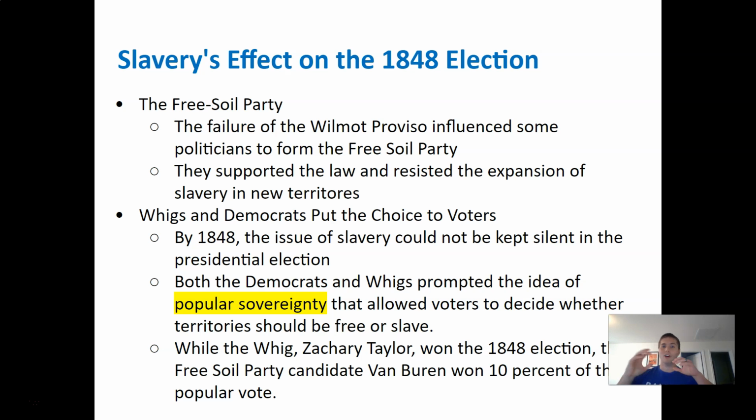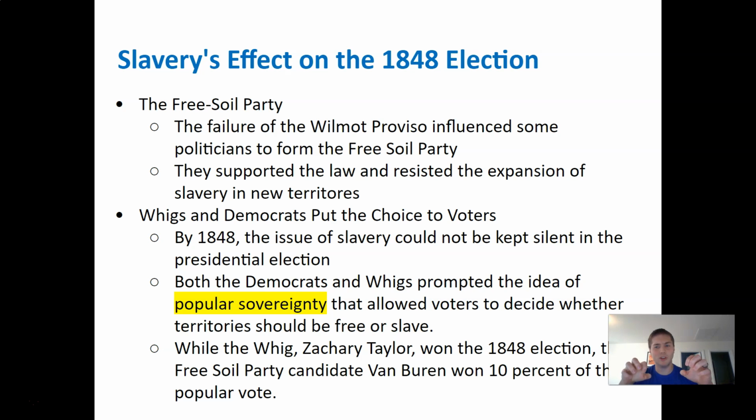So in the election of 1848, this was after the end of the Mexican-American War, and Zachary Taylor, who was a general in that war, has now decided, hey, I'm going to be the Whigs candidate for that presidential election.